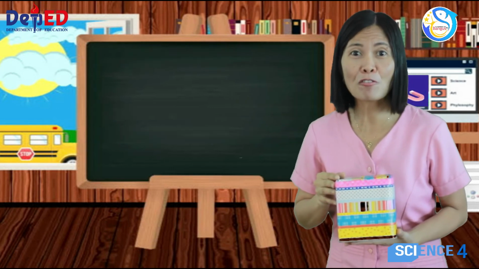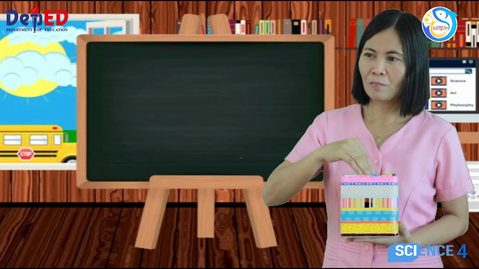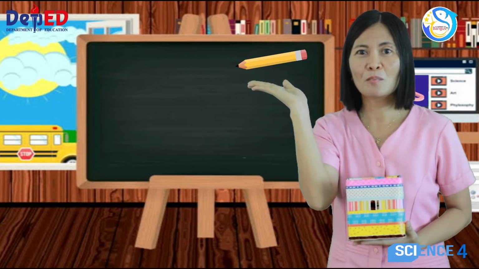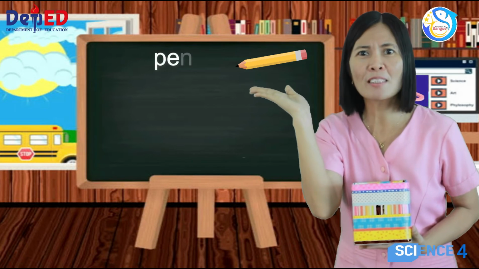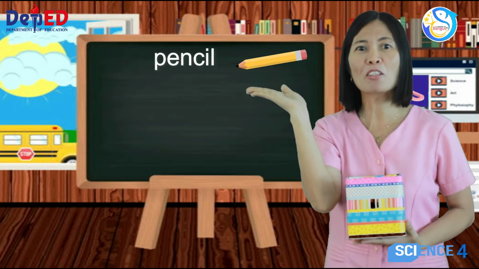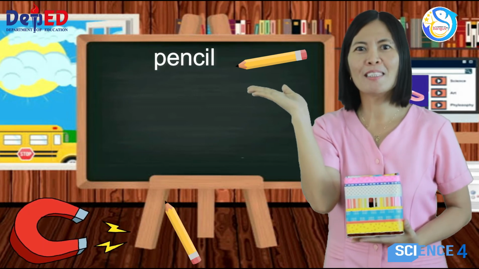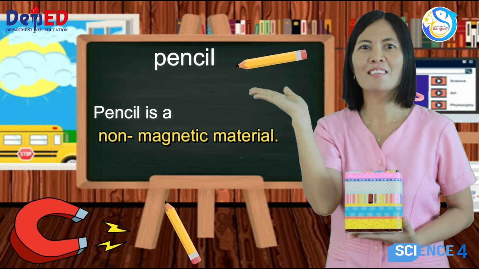Now, are you excited for the third material? Yes! What material is this? It is a pencil. Very good, kids. Is pencil a magnetic or non-magnetic material? Very good! Pencil is a non-magnetic material.